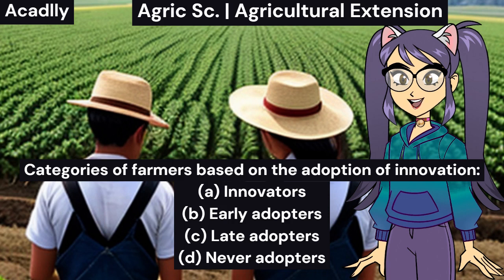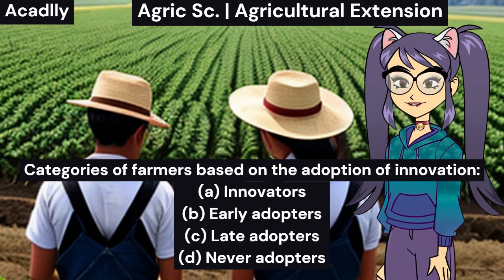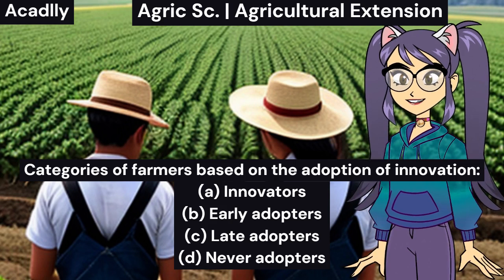Categories of farmers based on the adoption of innovation. Innovators. These individuals introduce new farming ideas observed in other locations to their own areas. They may face losses due to inexperience or mistakes, but can be encouraged through expert advice, access to credit facilities, provision of subsidized farm inputs, insurance coverage, and assistance in marketing their produce.